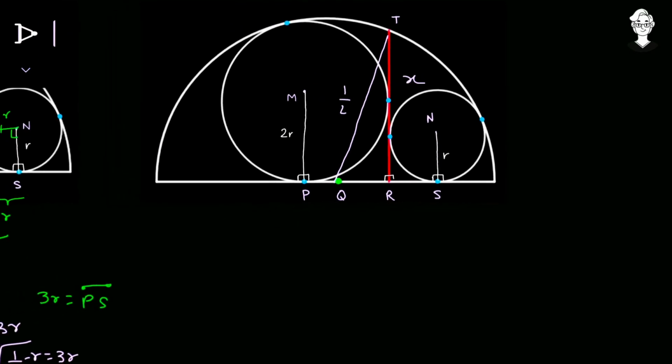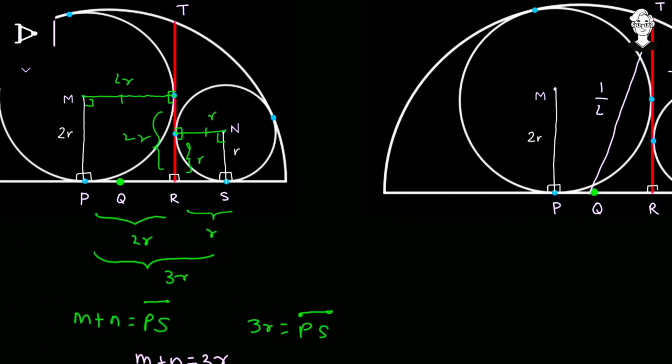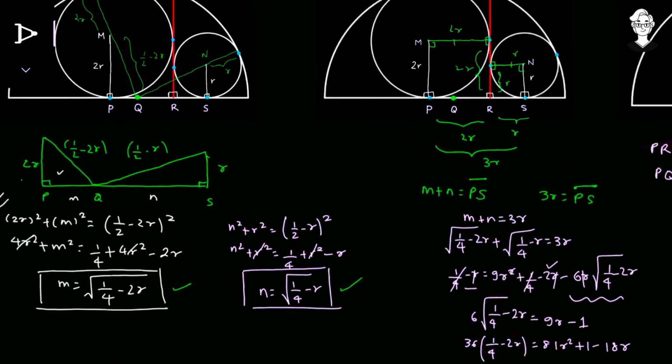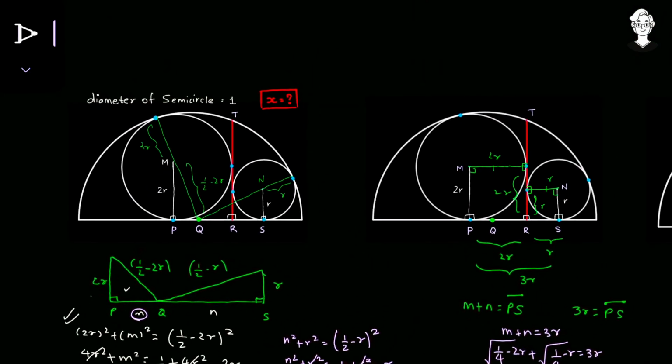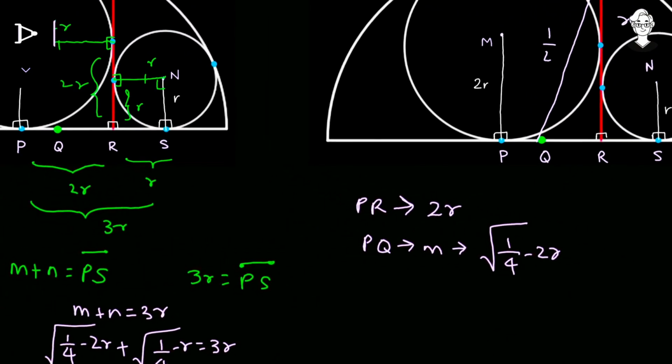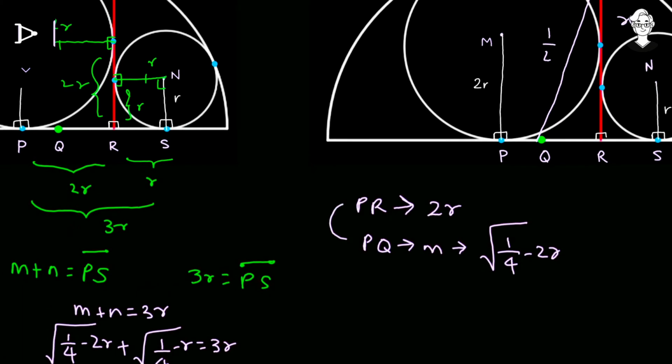So let us do that over here. As from here we were having that PR is having a complete length, that is 2 times R. So doing that over here, PR is having a length, that is 2 times R. PQ was equal to M, and it was having a value that is square root of 1 by 4 minus 2 times R. PQ was considered as M and it was having this value, square root of 1 by 4 minus 2 times R. So if I subtract PR minus PQ, what I will obtain is the value of QR. So the equation is PR minus QP is equal to QR.